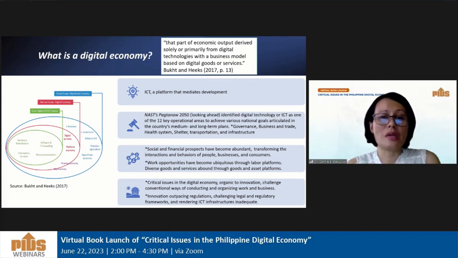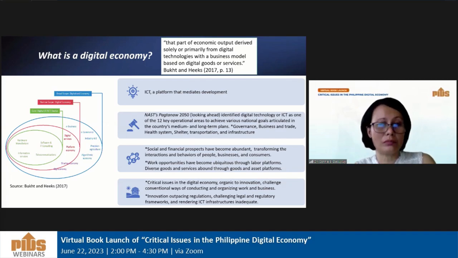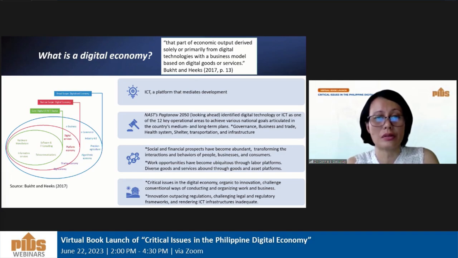The core consists of IT, software, telecoms, and hardware. And then the narrow definition would be the core, and it also includes digital services and the platform economy. And then the broader digital economy would be the core plus narrow, and then including sectors like e-business, e-health, e-commerce, agriculture, and industry 4.0.